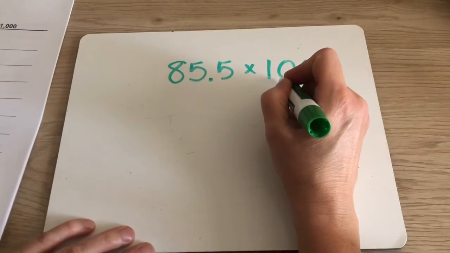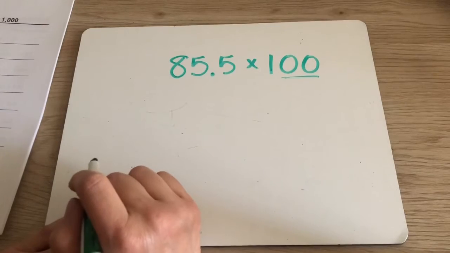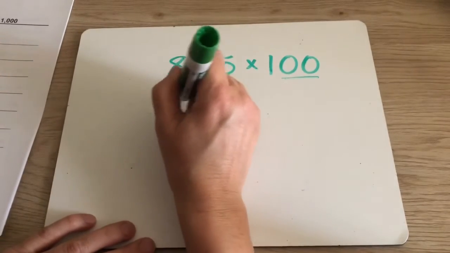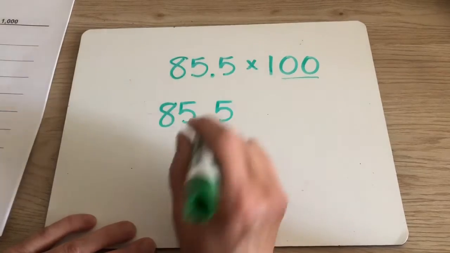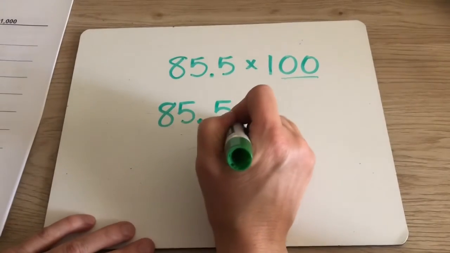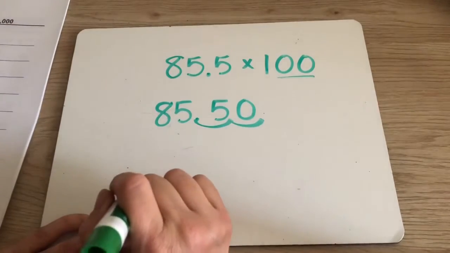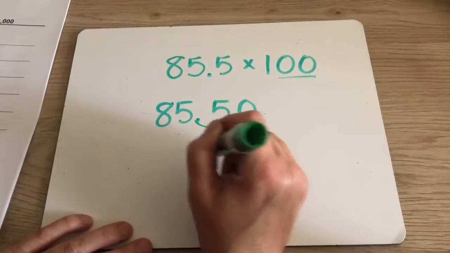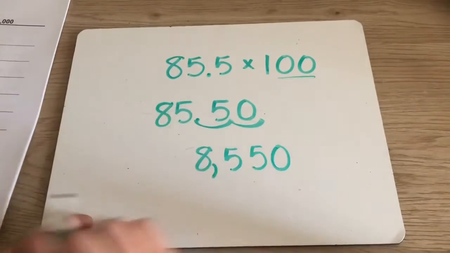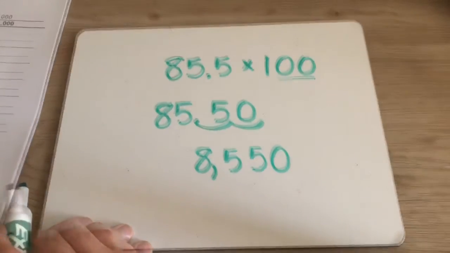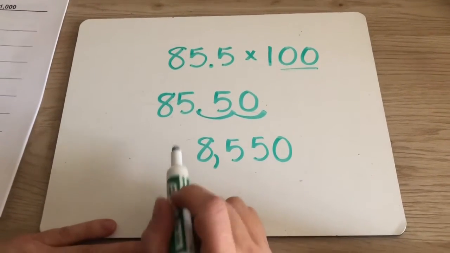So what we're going to do is look at our zeros here. We have 2 of the zeros here, and that's going to tell us how we're moving the decimal. So we're going to move it once, twice, and fill in with the 0. So we should have 8,550 as the answer.